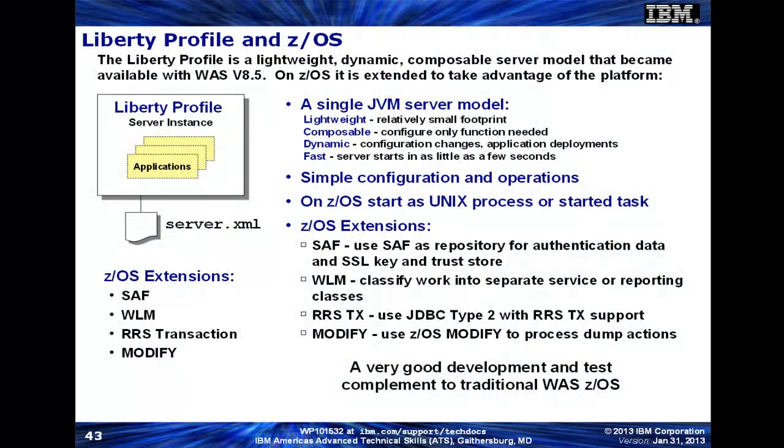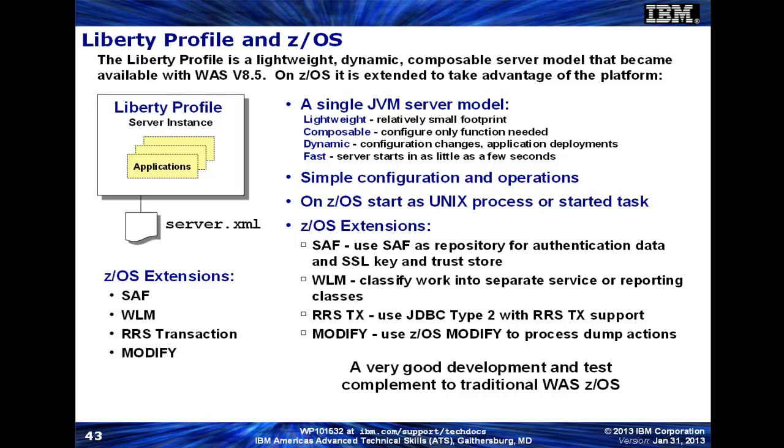The Liberty profile is a function added in WAS version 8.5 for all platforms. It's a bit of a different discussion from the previous charts in this deck. That's because the Liberty profile server model is a single JVM model, not the multiple JVM model we looked at earlier. The philosophy behind Liberty is to provide a server runtime that is lightweight, with those functions loaded into memory being only those necessary for the applications to be run. Further, if new functions are called for, they can be added dynamically rather than requiring a server restart.